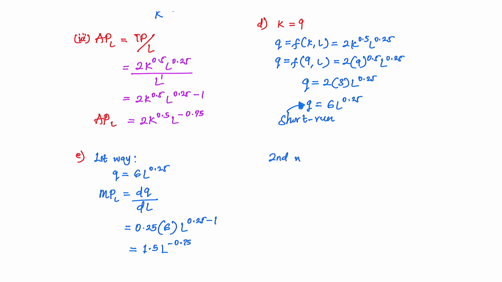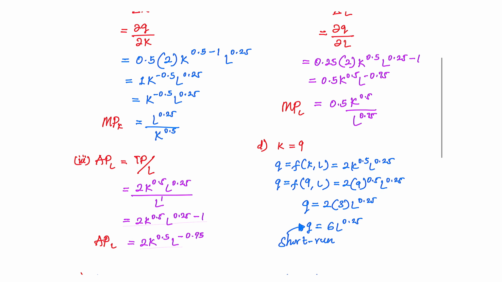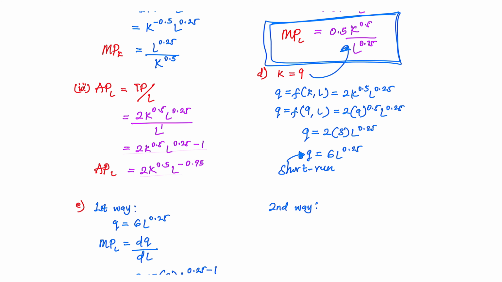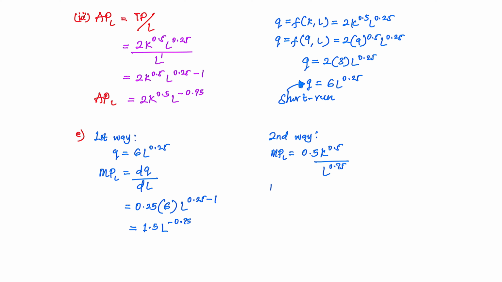The second way that we can use is we go back to the original marginal product of labor function that we got initially, and then we simply substitute the value of K, which is 9. So we simply go to this marginal product of labor function and we put in 9 into the equation. So we have MPL equals 0.5 K raised to the power 0.5 divided by L raised to the power 0.75. If you recall, we said this MPL is actually 0.5 K raised to the power 0.5 and then L raised to the power minus 0.75. If we bring this L to the top, it carries a power with a negative sign.